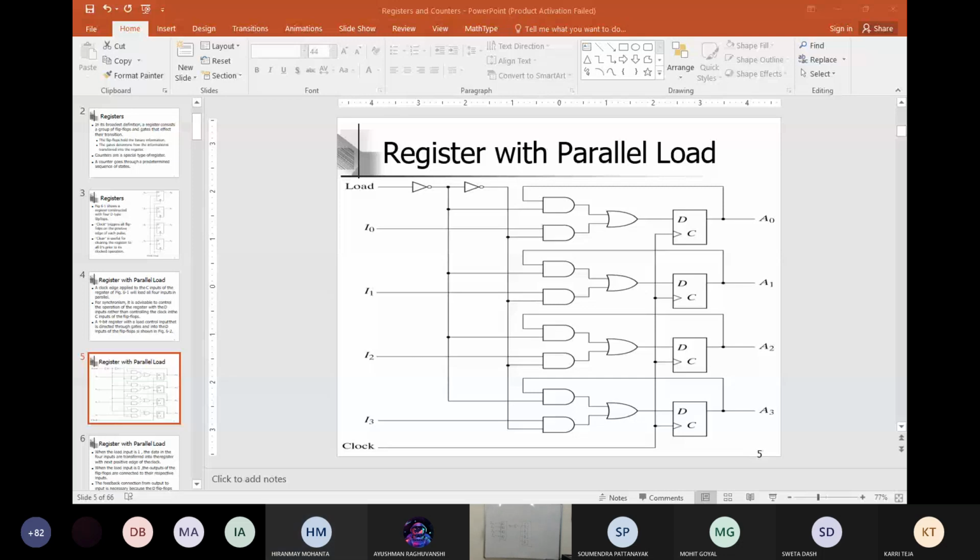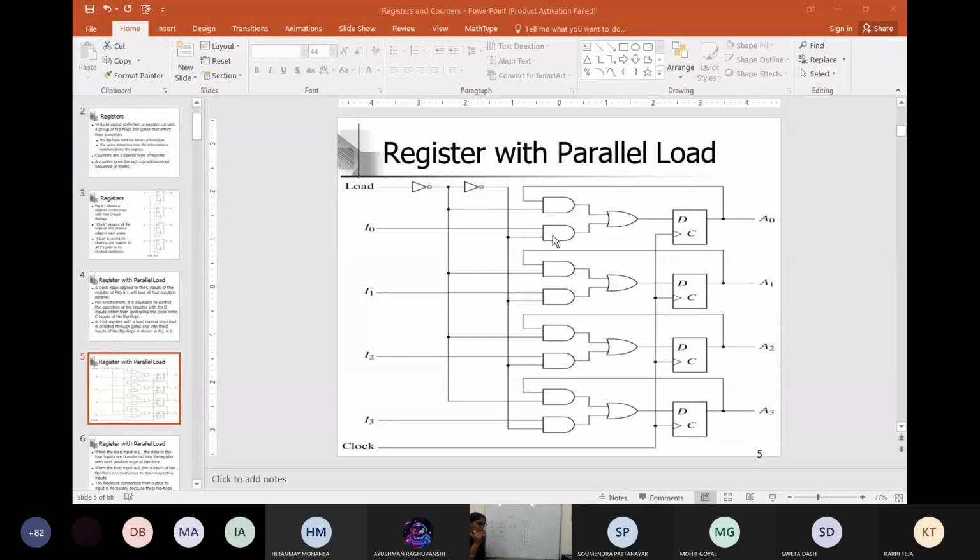Yes, ma'am. It's coming from what? The second input to the AND gate, which is taking I0. From where is it coming? It is coming from a signal called load, isn't it? Load. Right? Yes or no? Yes, ma'am.